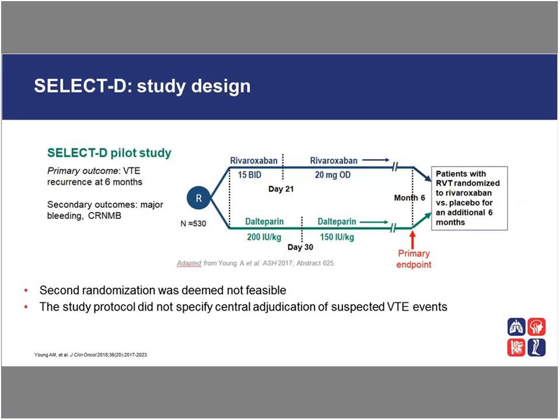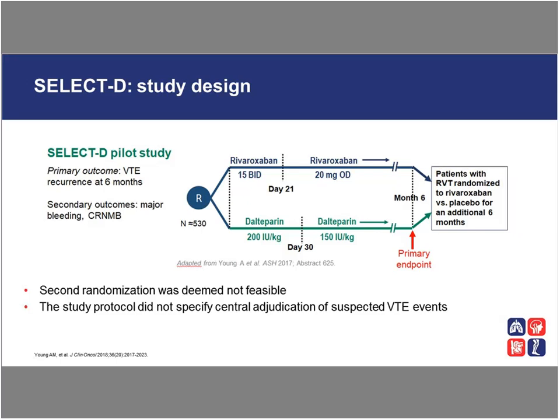530 patients were approached and randomized to rivaroxaban versus dalteparin. We note, though, that there was a second part of the study at 6 months. There was a second randomization where all patients with residual vein thrombosis on a Doppler were randomized to rivaroxaban versus placebo for an additional 6 months.